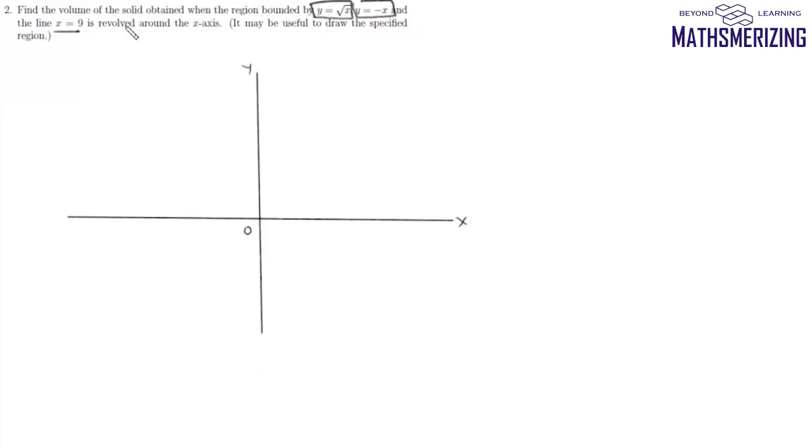Now we'll draw this half parabola, which is y equals root x. And then we'll draw this straight line, which is y equals minus x. So this is y equals minus x. Now we need to revolve these two curves to form a solid of revolution. We know that when we revolve this parabola, we'll get a paraboloid, and when we rotate this line, we'll get a cone.